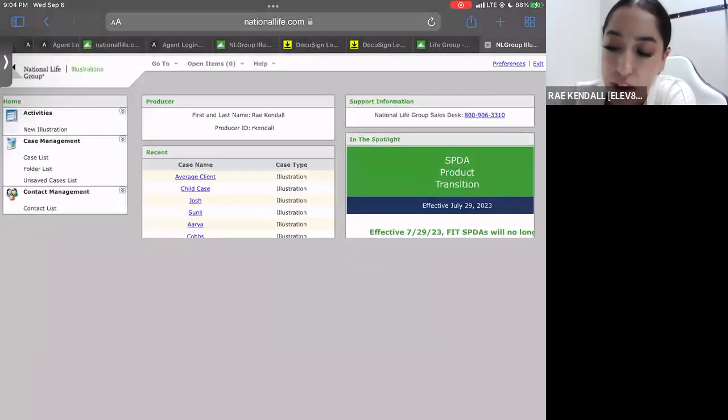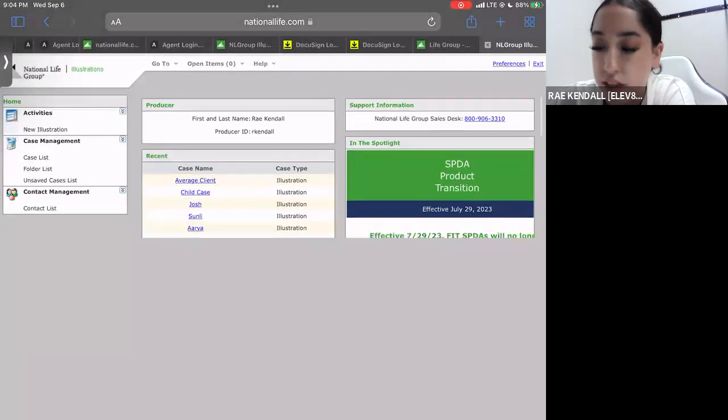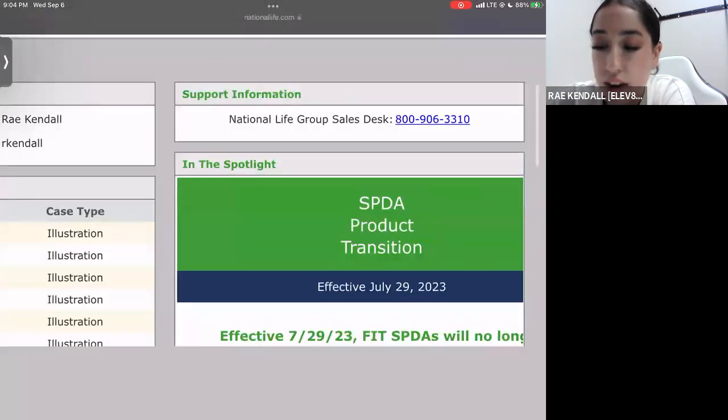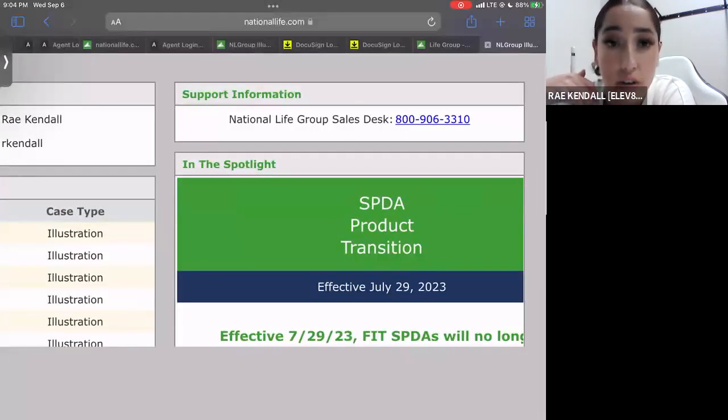You could always, by the way, when you're building an illustration, call this sales desk number and say, hey, I'm on an illustration right now. I need help figuring this and this out. You're going to be on hold to get a hold of someone, but they'll help you out. You know what I'm saying?